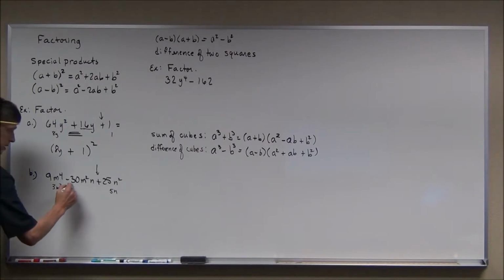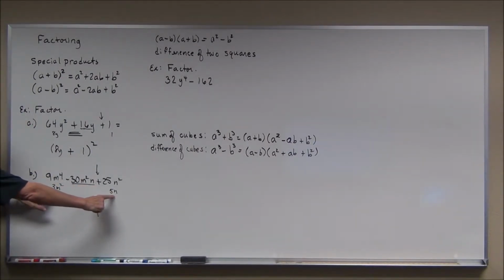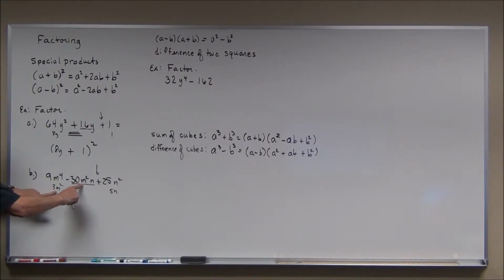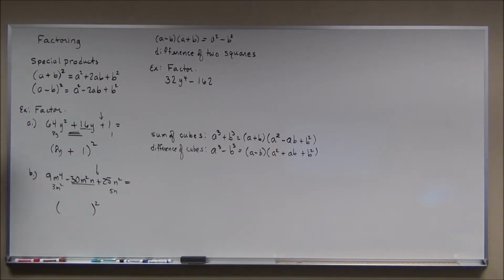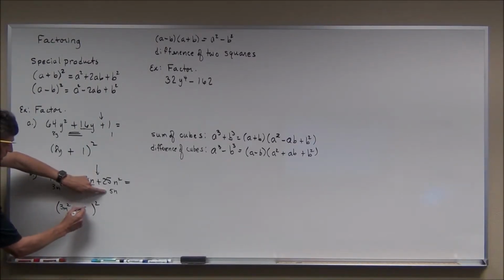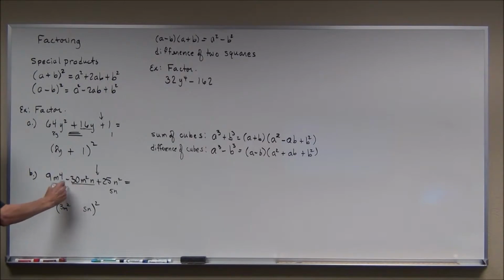So now the tricky one: does this result from taking the product of what's being squared in the first and last terms and doubling it? If I multiply 3m squared times 5n, I get 15m squared n, double it, 30m squared n. It works. So this is going to equal the square of a binomial. The first term is 3m squared. The last term is 5n. And again, the sign in front of the middle term is the sign that goes in the binomial being squared. A lot of students struggle with this, but if you can remember these, it can be a time saver.